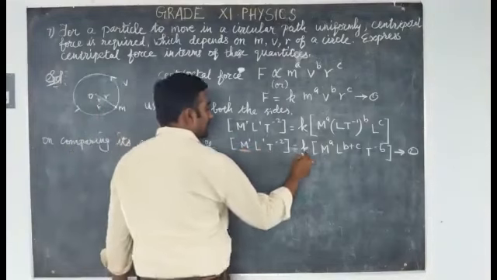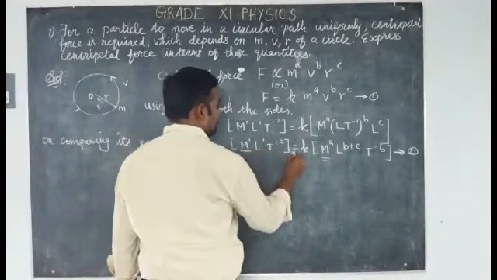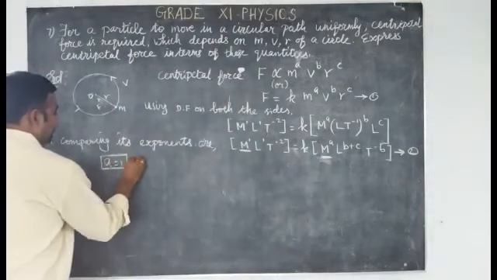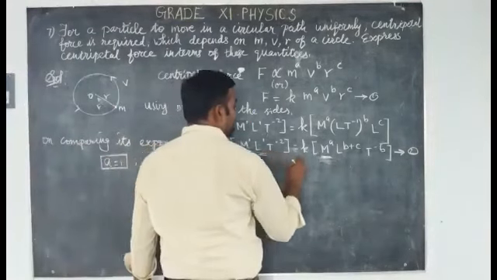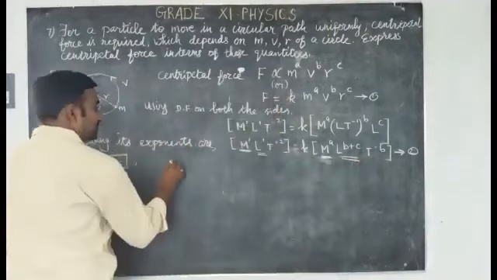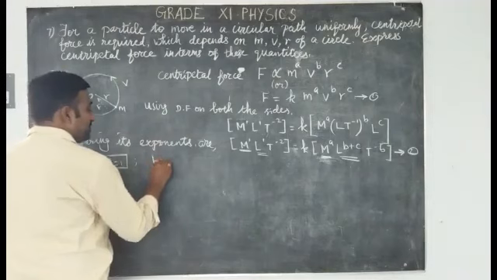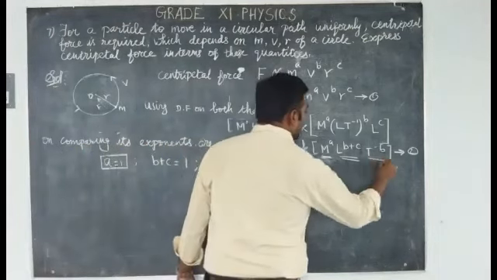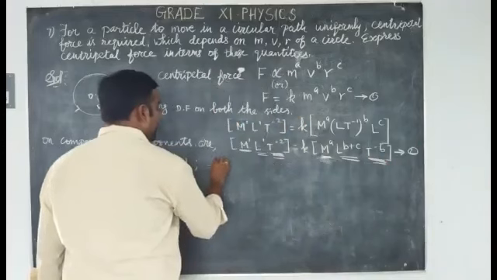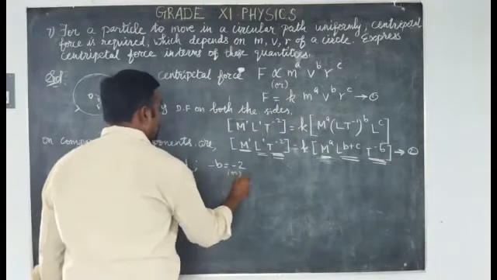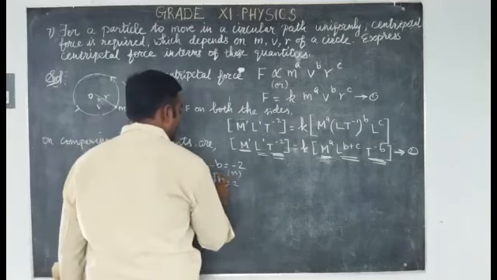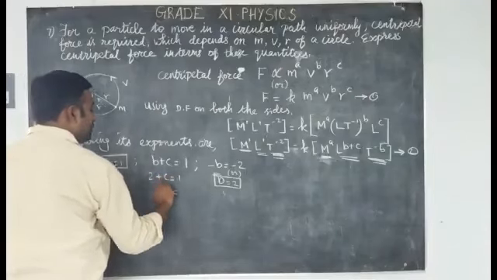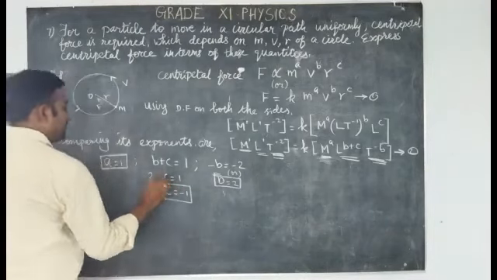Mass power 1 on the left, mass power a on the right, therefore a is equal to 1. Then l power 1, here l power b plus c. The dimensions are equal, so the exponents are equal, so b plus c is equal to 1. Next, t power minus 2, here t power minus b. Therefore minus b is equal to minus 2, or b is equal to 2. Substitute the b value: 2 plus c is equal to 1. So c is equal to 1 minus 2, which is minus 1. Now you have got the exponent values.